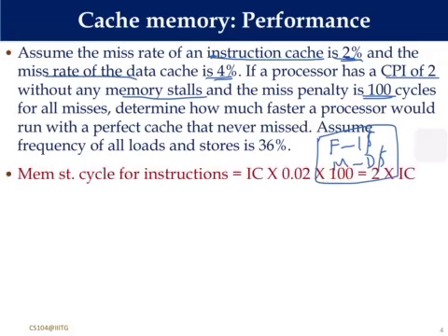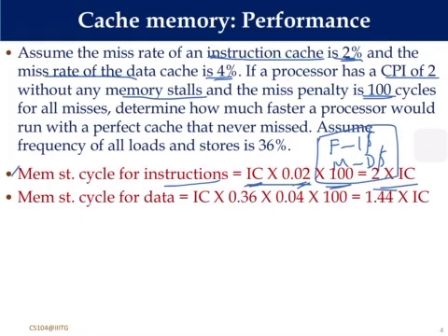So if that is the case, we can say that the memory stall for instructions is for the whole program. We assume that IC is the total number of instructions for the program. The miss rate is 2%, so 0.02 multiplied by the miss penalty, so this happens to be 2 into IC. Similarly, we can find the memory stall cycles for the data.